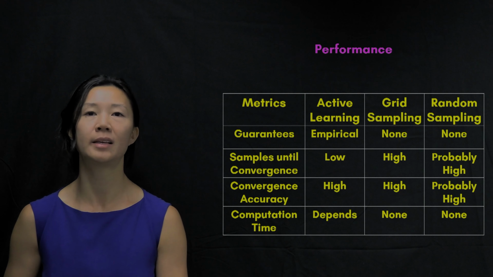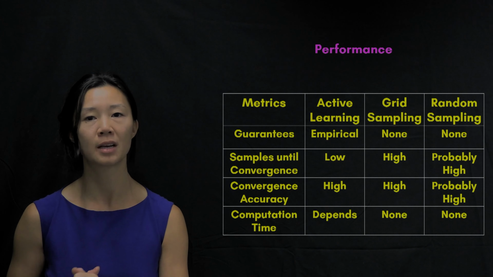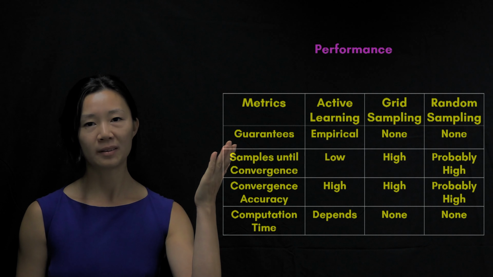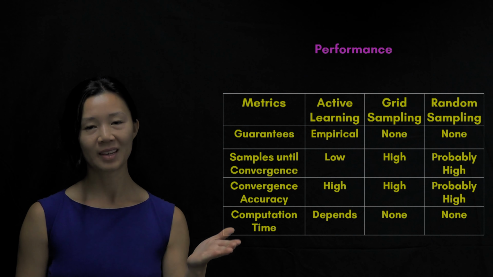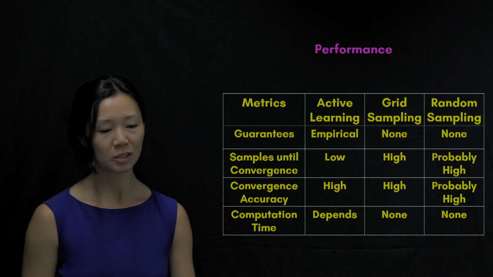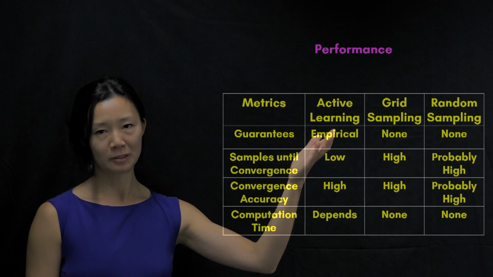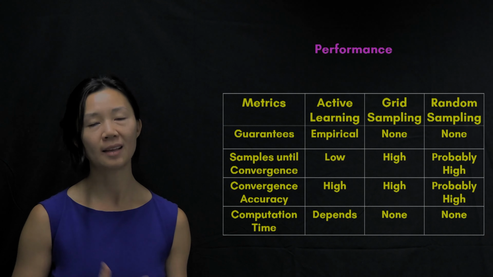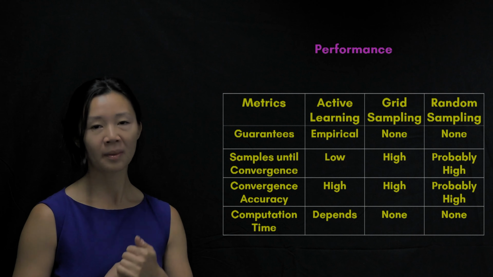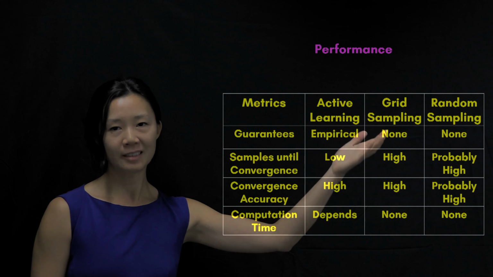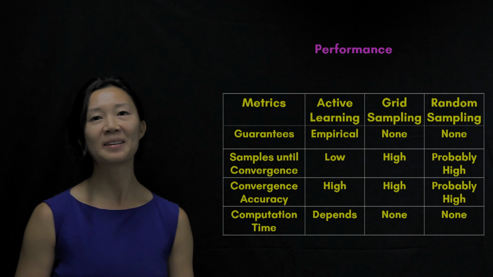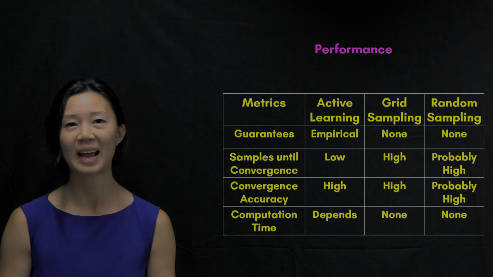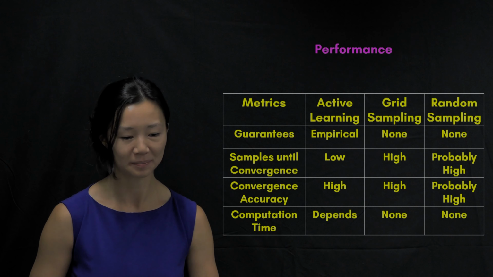Random sampling, you take your region of interest, but you stochastically, randomly sample from that space. And so you can have variable distance between the different points that you sample. And the way that I think that we should measure performance is with this column, with guarantees. So active learning has shown some empirical results as to the way that algorithms perform, whereas grid sampling and random sampling do not have any guarantees about how your algorithm is going to perform.